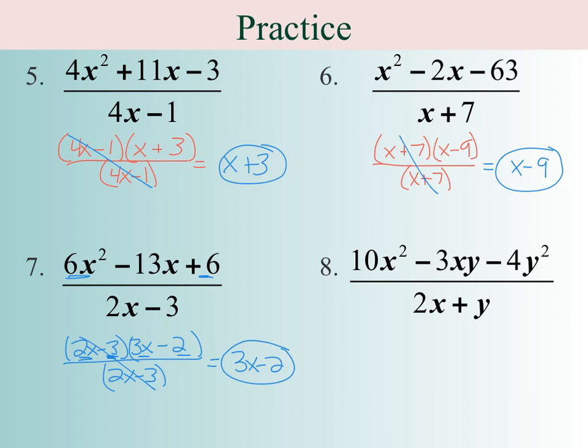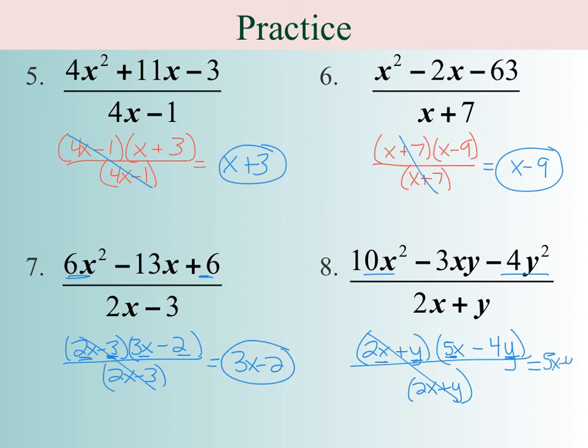And then the last one as well, so 2x plus y is on the bottom. That means it should be one of the factors on top. That's the only way you're going to be able to simplify and make it cancel on bottom. And so we're doing that concept again of 2x times what here is going to give me 10x squared. That has to be a 5x. And then y times what here is going to give me negative 4y squared, and that should be a negative 4y. And so those cancel, and your answer here ends up being 5x minus 4y.